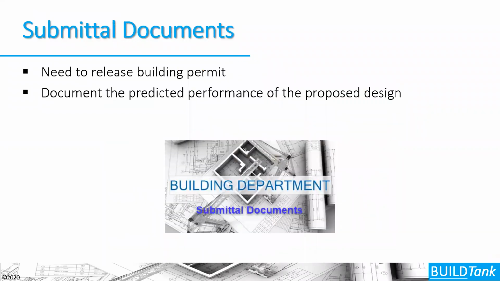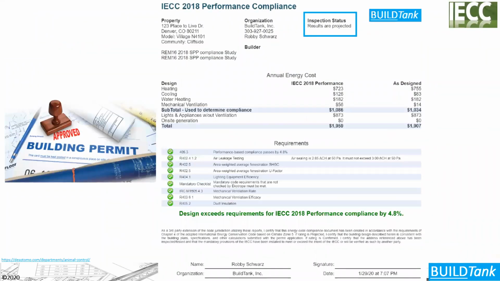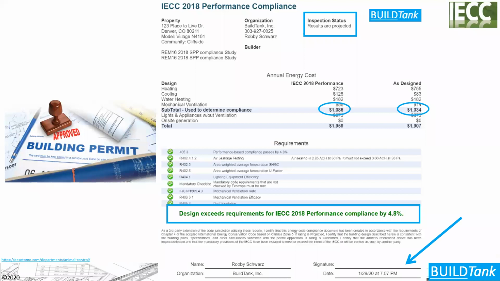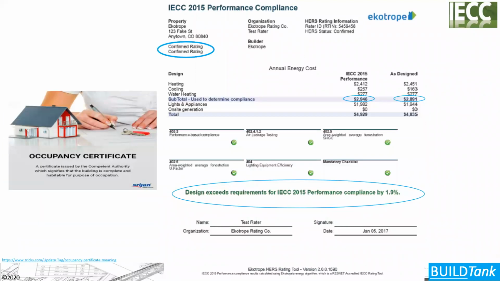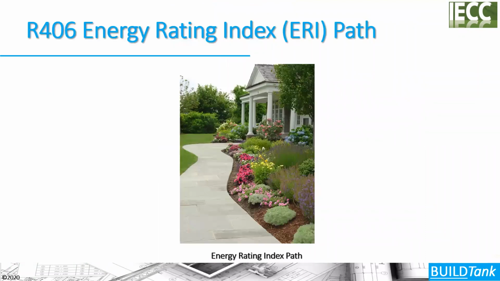Submittal documents, again, you need to submit some documents for code compliance for your building permit, which is this document that's listed out as a projected document. We're going to go through this fast because we're running out of time. And then a confirmed document at the end as well to get your certificate of occupancy. Both documents need to be signed.